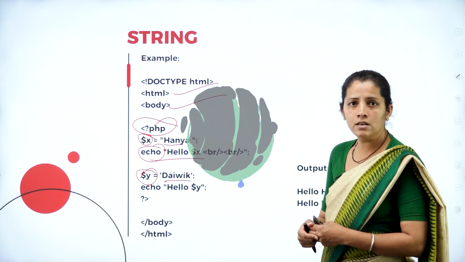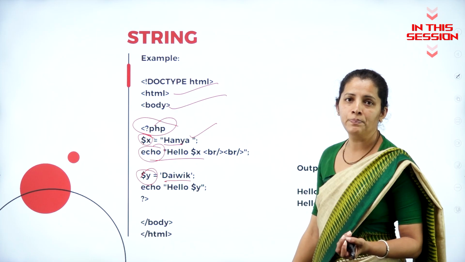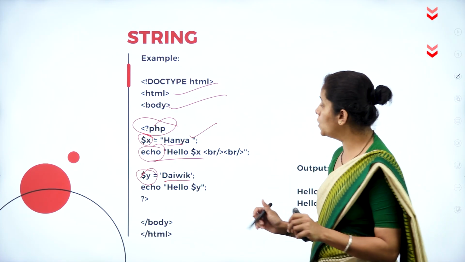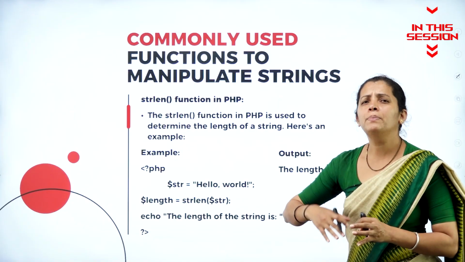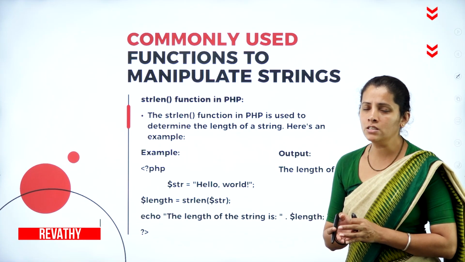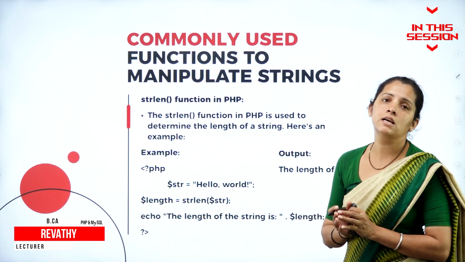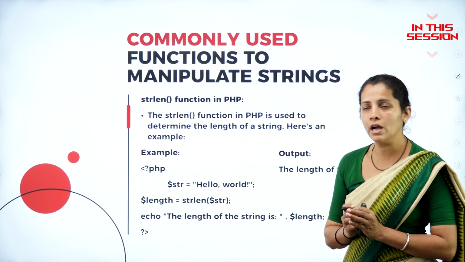What is the difference here? Both are string, but if I consider the first string, I'm writing the string within the double quote. Here I'm writing within the single quote. There are plenty of string built-in functions supported by PHP, but in my class I'm going to discuss only a few of the string built-in functions.